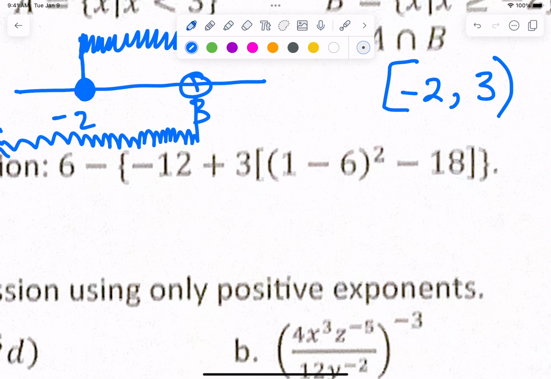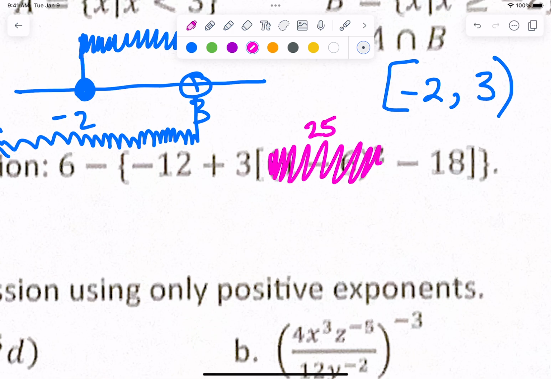Where would you like to start? The brackets? Parentheses. Which set of parentheses? Oh, there's only one set of parentheses. Yeah, so you probably should start there, right? Like start with the innermost piece. I have 3 sets of brackets, parentheses, whatever. Which one is the very, very inside of everything? 1 minus 6. Okay, this guy is the very, very inside. 1 minus 6 squared. So we're gonna do this piece right here first. 1 minus 6 is -5. -5 squared is 25. Okay, so this guy right here is 25.